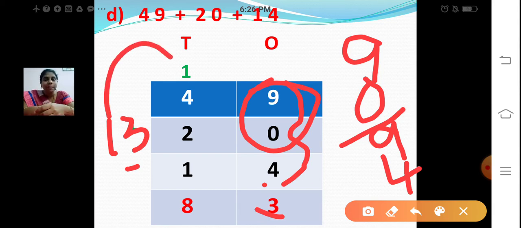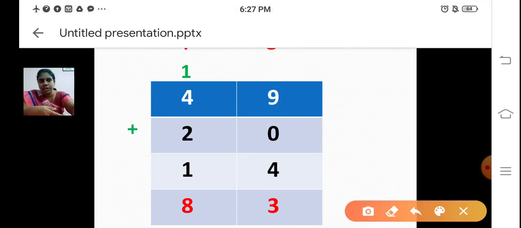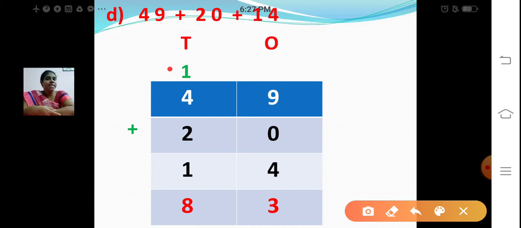What is the next place here? Tens place. Very good. You are going to carry over to the next place, that is the tens place now, right? So now I have carried over the 1 to the tens place. Just see here. Now what we have to do? Now we are going to add the tens place. Now let's add the tens place. So first 1 ten plus 4 tens.